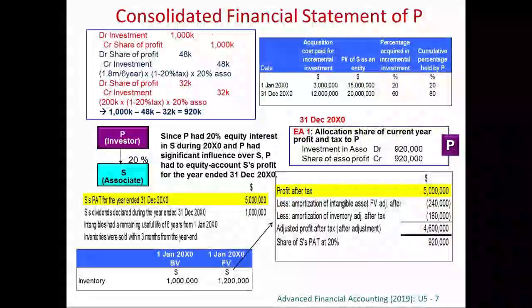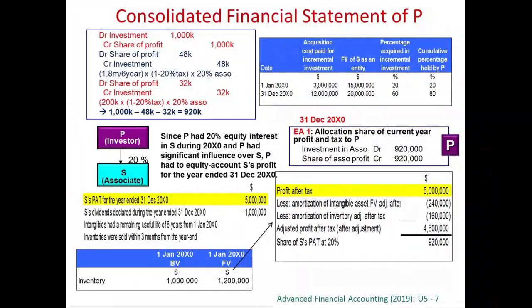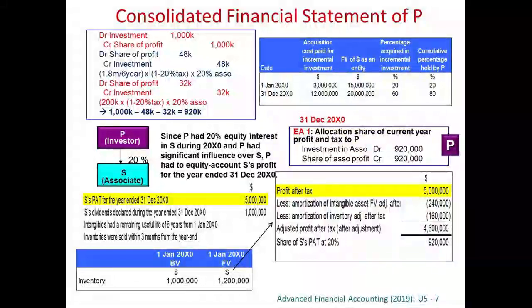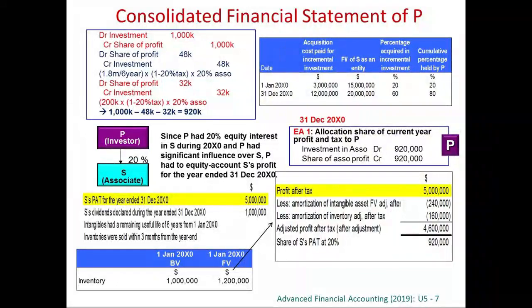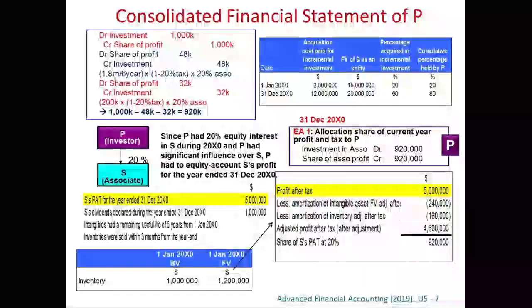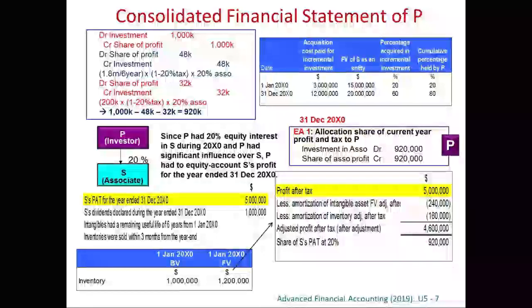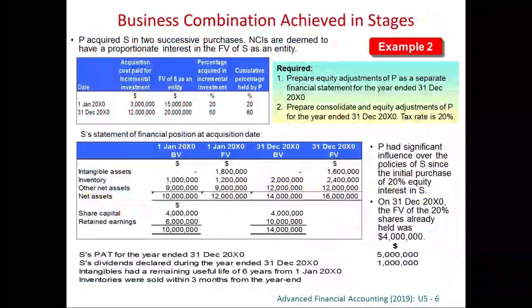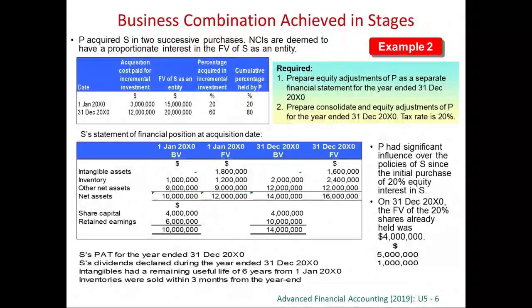Certainly, we understand that this 5 million is only the profit reported by that associate. This 5 million profit did not take into account any fair value adjustments. But we know that higher fair value should attract higher amortization. So the question says that the intangible should have a remaining useful life of 6 years. That means this 1.8 million fair value adjustment for the intangible asset should be amortized over 6 years.